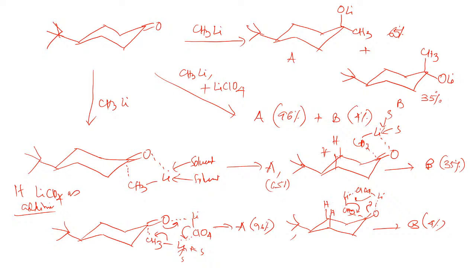So what will happen, because of this bulkiness, the interaction with the axial hydrogen will be more. So this will be very less stable. So that's why it is formed in very minor quantities, only 4%. So this we can also see in hydride addition.